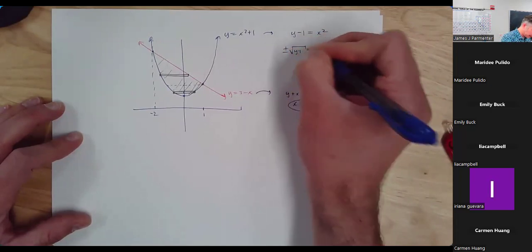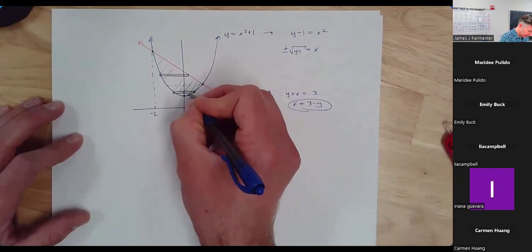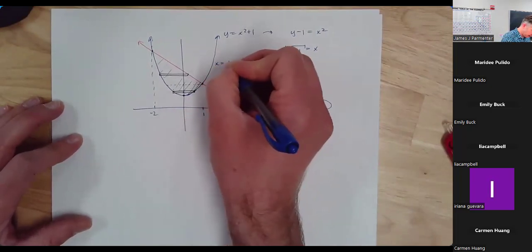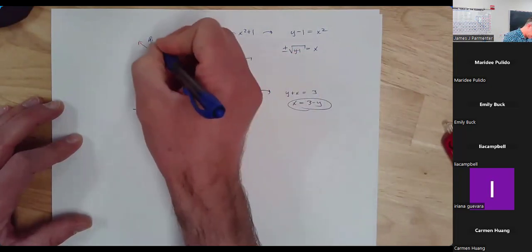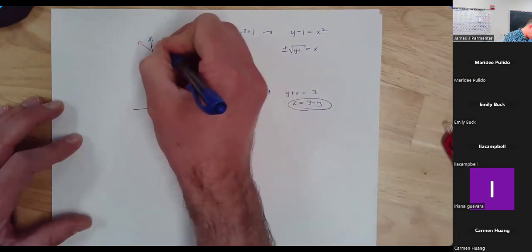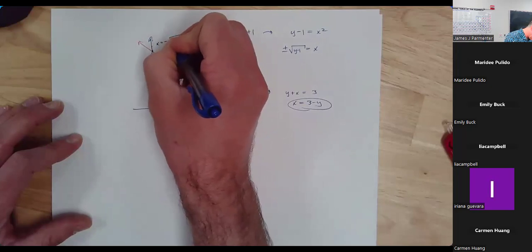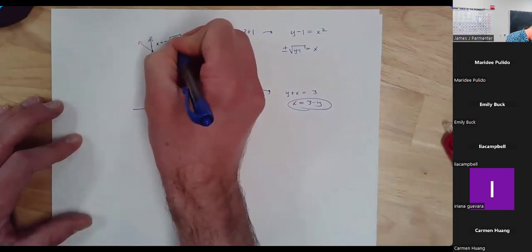And we really do need the plus or minus because on the right-hand side, x is going to equal the positive square root of y minus 1. On the left-hand side, x is going to equal the negative square root of y plus 1. Sorry, y minus 1. Sorry about that.